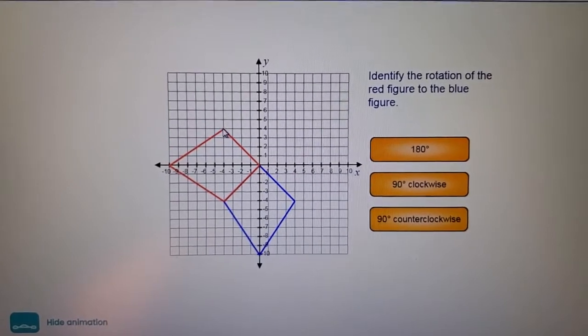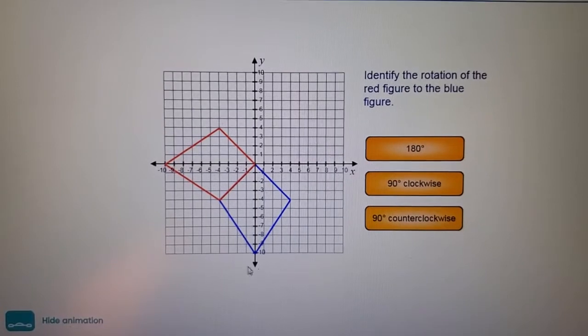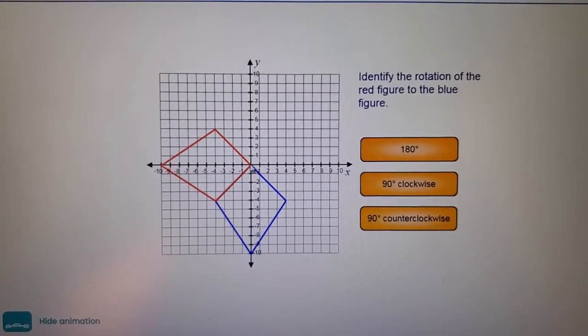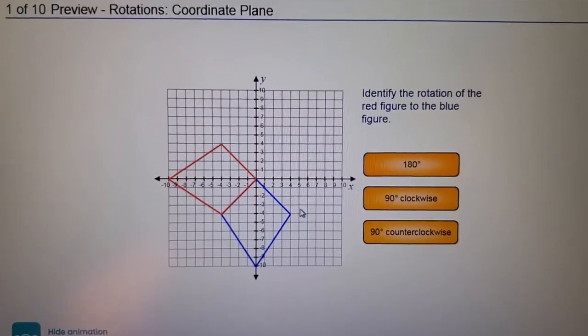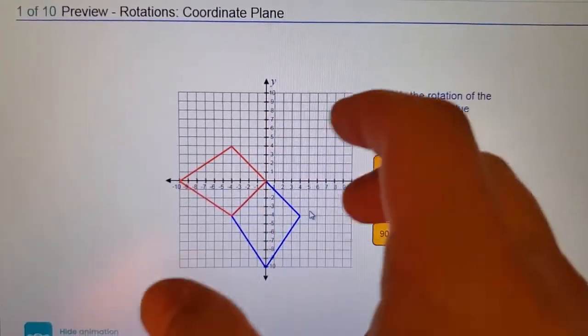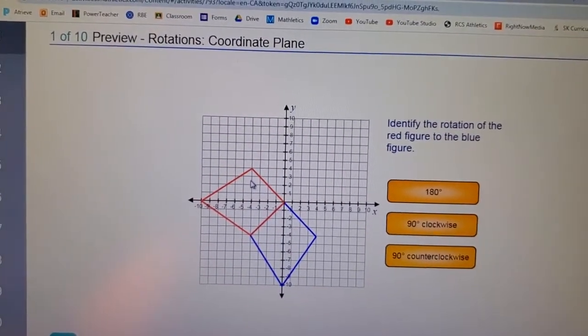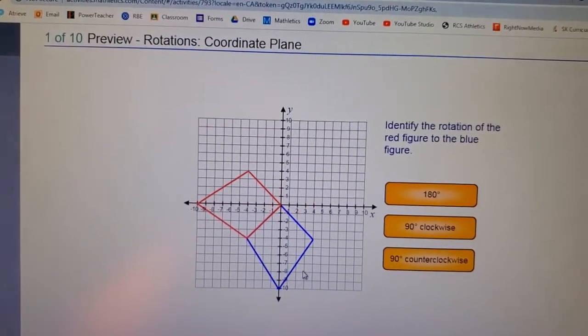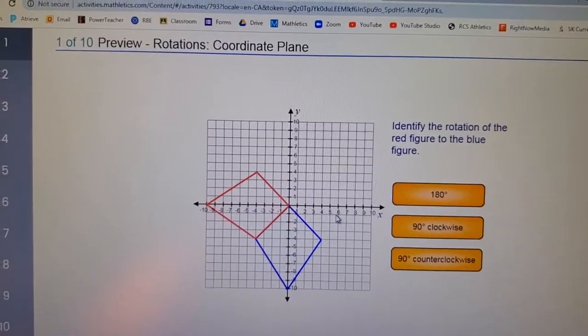So this point has moved all the way down to this point. This point has moved all the way down to here. This point stayed the same and this one's shifted over. So essentially it's rotated around, not shifted, rotated around that center point as if the red was now where the blue is. So is this 90 degree, 180 degree, what is it?